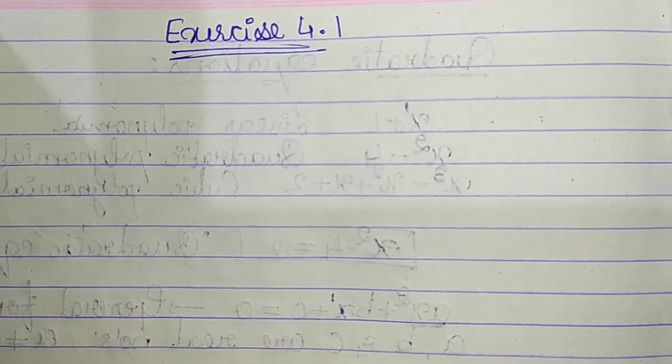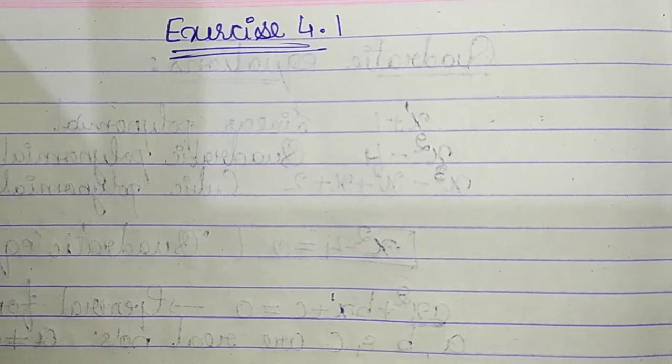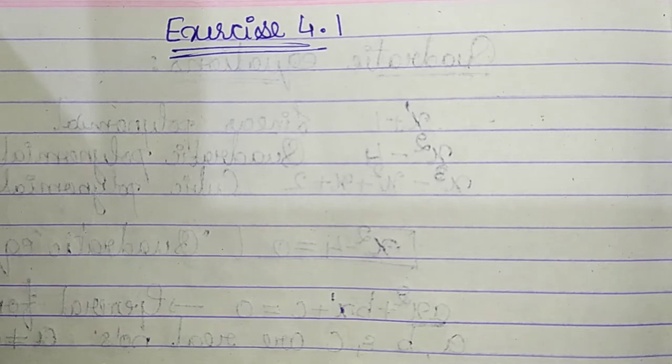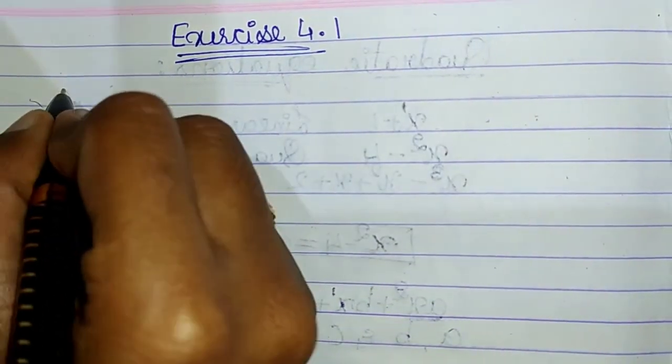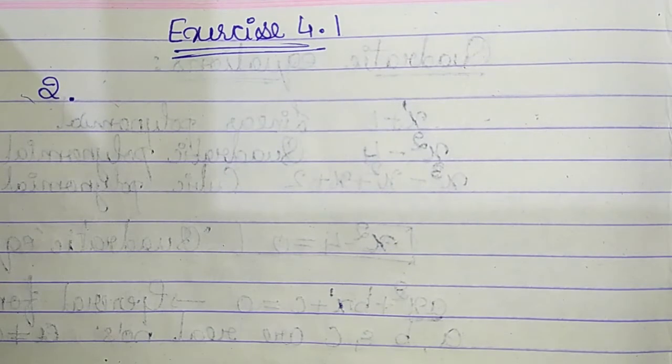So in exercise 4.1, I am leaving the first main to you as your homework, because the question is to check whether the following given equations are quadratic equations. There are 8 questions. Since we solved 4 examples on the same before, I hope that you can solve them on your own. So I will directly go to the second question, that is, represent the following situations in the form of quadratic equations.